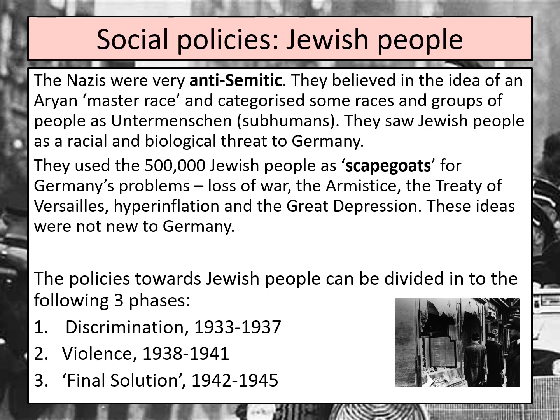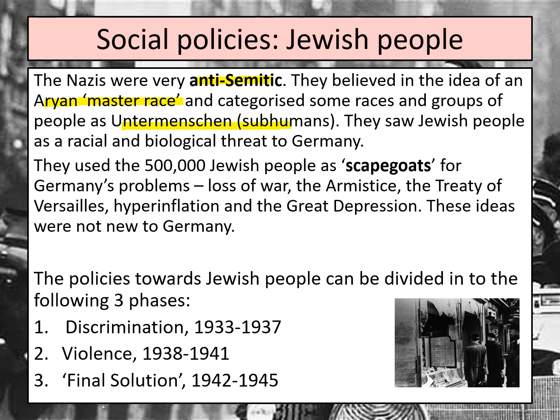Now, as we already know, the Nazis were incredibly anti-Semitic, and they believed in this idea of an Aryan master German race, and they believed that Jewish people didn't fit into this. They saw them as part of a group of people called the Untermenschen, which means the subhumans, and they saw Jewish people as a racial and biological threat to Germany.